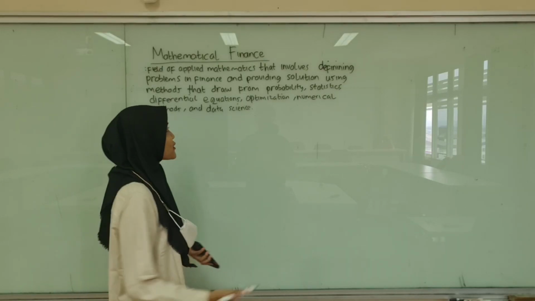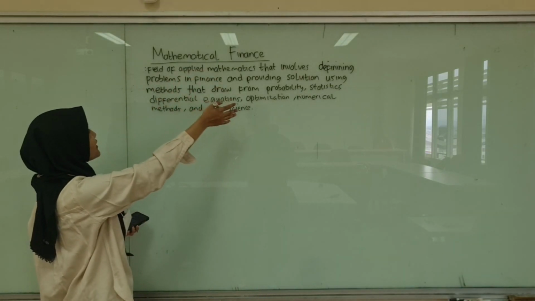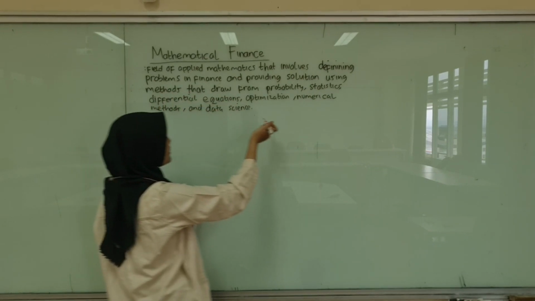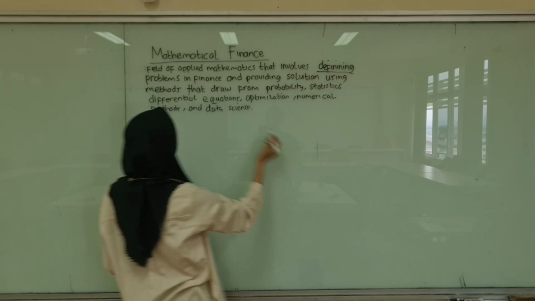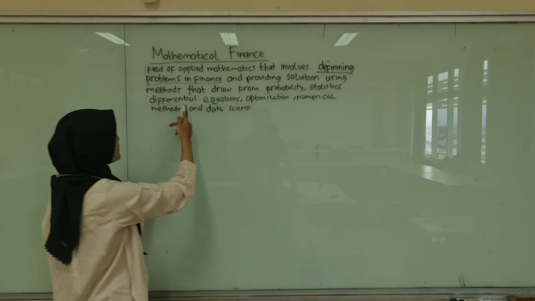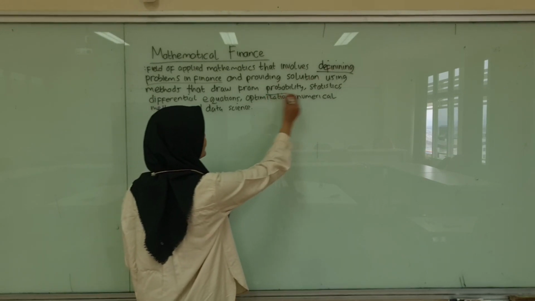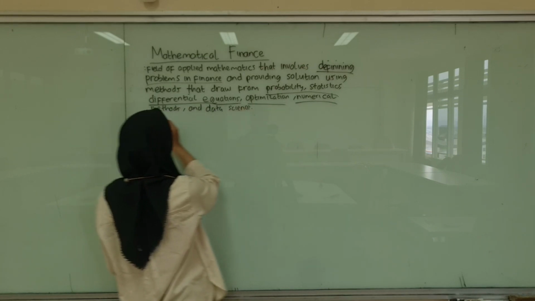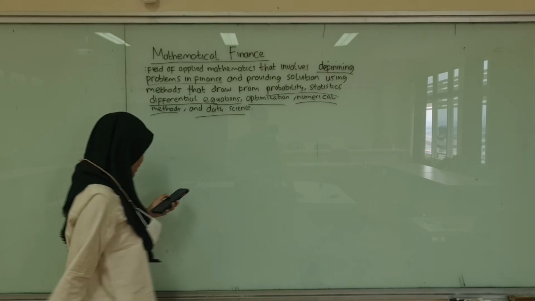Okay, so today I want to explain about mathematical finance. Mathematical finance is a field of applied mathematics that involves defining problems in finance and providing solutions using methods that draw from probability, statistics, differential equations, optimization, numerical methods, and data science.